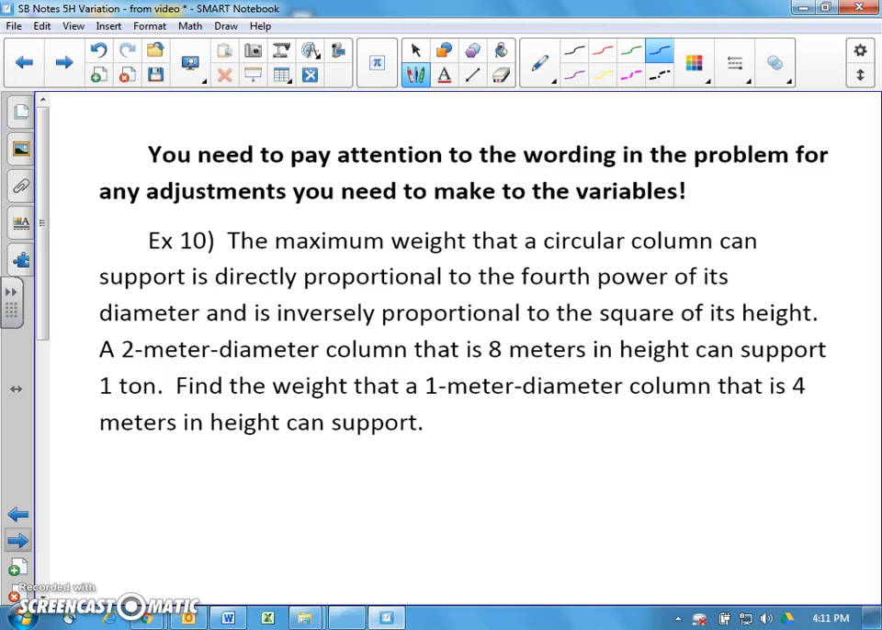Notice the bold type. It says you need to pay attention to the wording in the problem for any adjustments you need to make to the variable. Expect to have to do that. All right, so step 1. We need our general form.